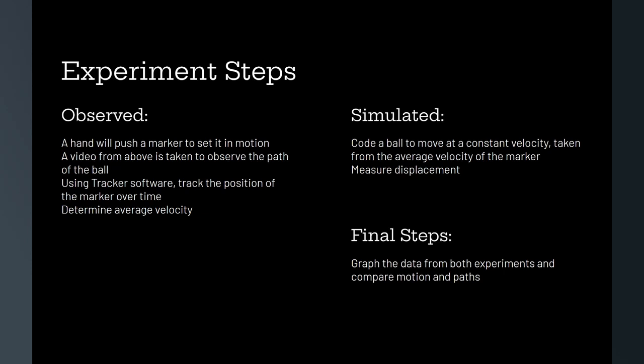In the observed experiment, a hand will push the marker to set it in motion, and we'll take a video from above to observe the path, and using Tracker software, track the position of the marker over time and determine average velocity and graph its position. In the simulated, we'll code a ball to move at a constant velocity, take the average velocity from the marker for this, and measure displacement.